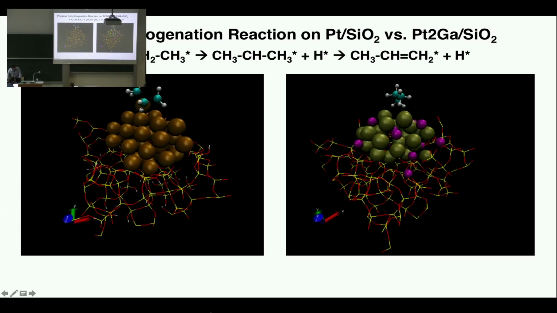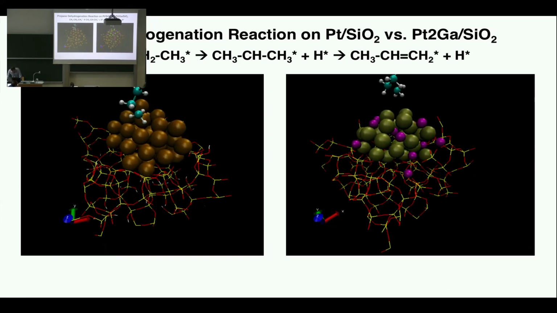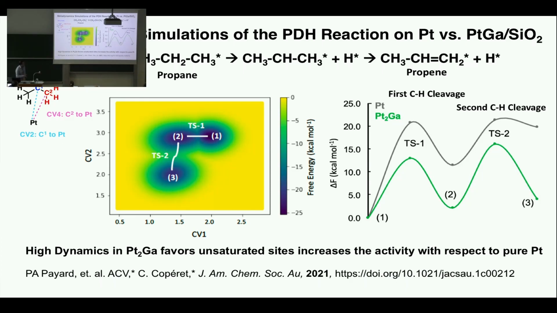And you see also that when you look at the energy diagram that you get, when you compare the two systems, the platinum to gallium is much more active than the platinum system. So we think that it is this unsaturation and high mobility of the system. When you have gallium, that increases the activity of those.